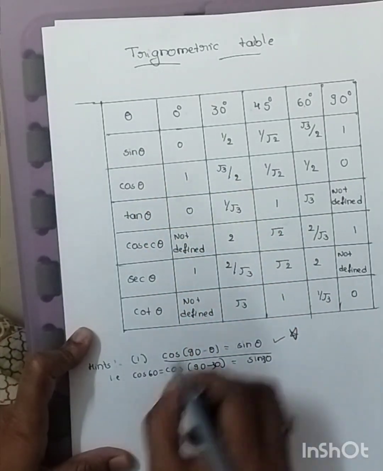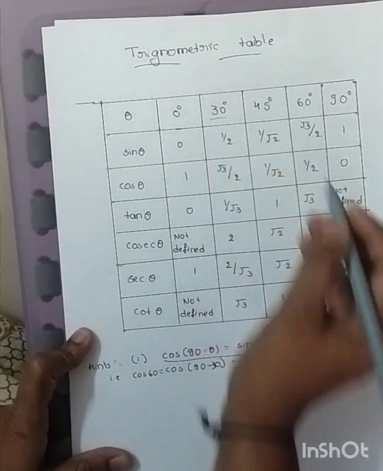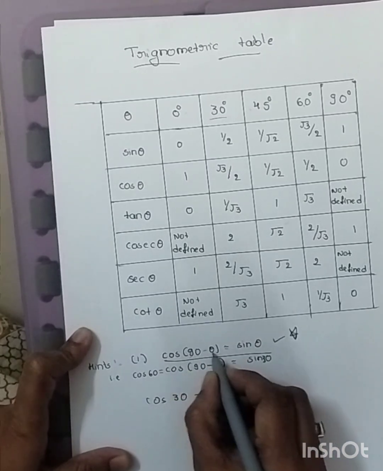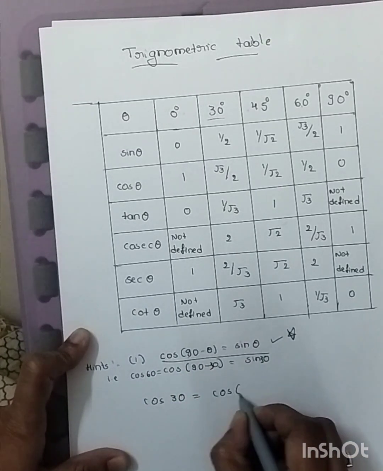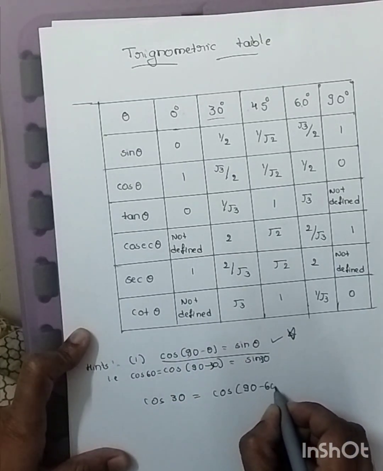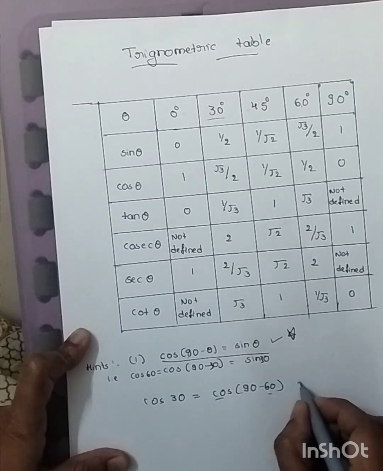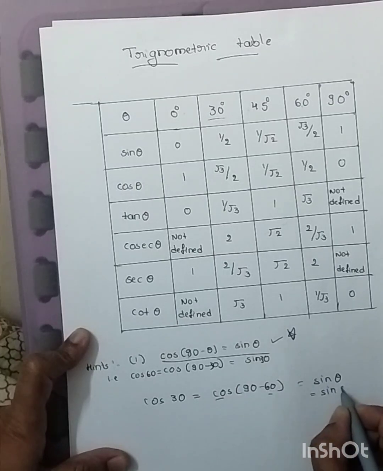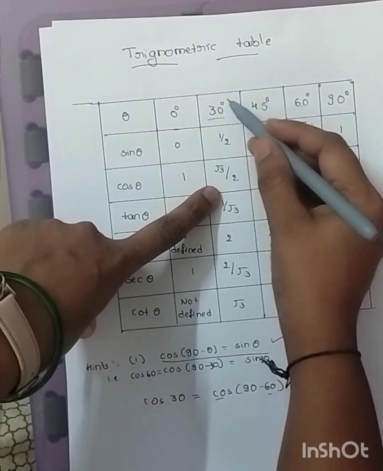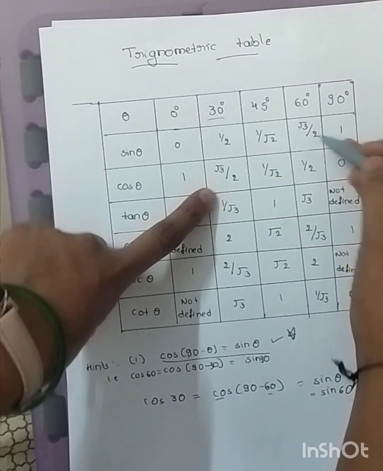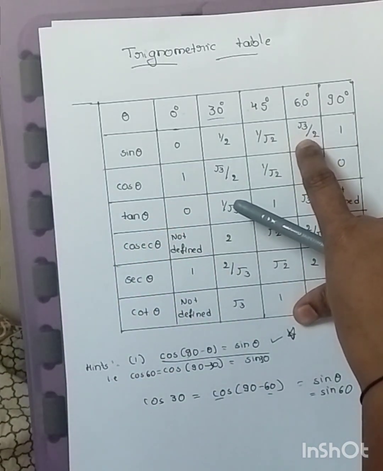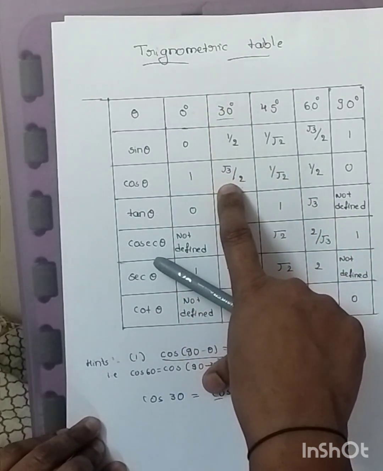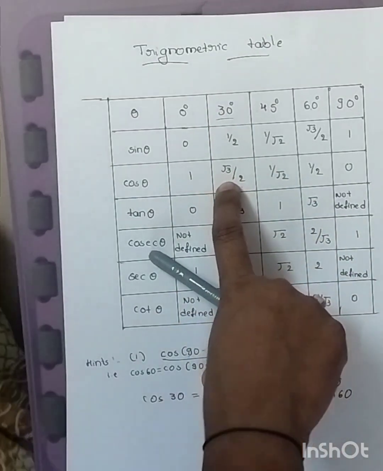For example, see cos 30 here. Cos 30 in terms of 90 minus theta, how can we write it? Cos (90 minus 60). We know that cos (90 minus theta) is nothing but sin theta, so that is nothing but sin 60. The cos 30 value is equal to the sin 60 value. We can see root 3 by 2 in the sin 60 value, and similarly it is the same value for cos 30, that is root 3 by 2. So these are vice versa.